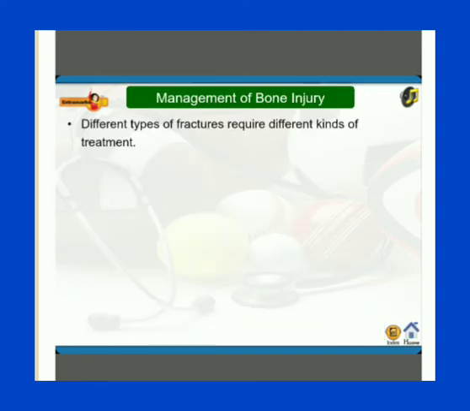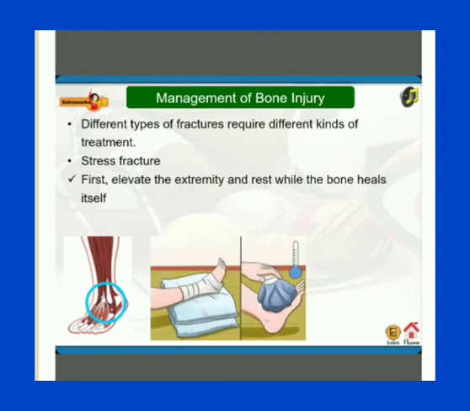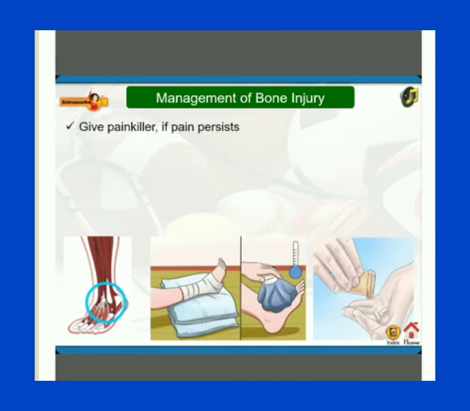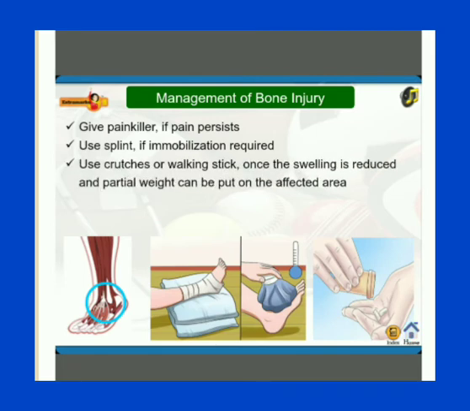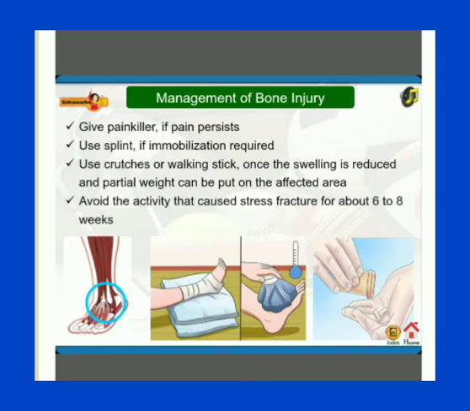Different types of fractures require different kinds of treatment. Let's see what these are. Stress fracture: first, elevate the extremity and rest while the bone heals itself. Apply ice on the affected area for about 24 to 48 hours. Give a painkiller if pain persists. Use a splint if immobilization is required. Use crutches or a walking stick once the swelling is reduced and partial weight can be put on the affected area. Avoid activities that can cause stress fracture for about 6 to 8 weeks.